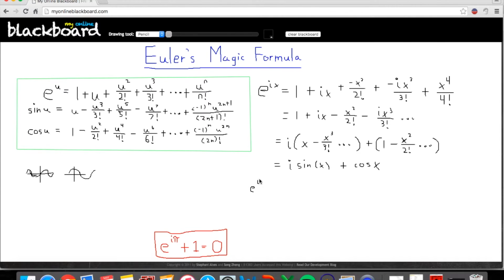And what we can just do is plug in pi, and we're going to get something interesting. So we have e to the i multiplied by pi is going to be, now, sine of pi is 0, so we're just going to put 0 here for that. And then we're going to add cosine of pi, and cosine of pi is negative 1. So, if we move the 1 to the other side, we end up with this final equation, that e to the i pi plus 1 equals 0.